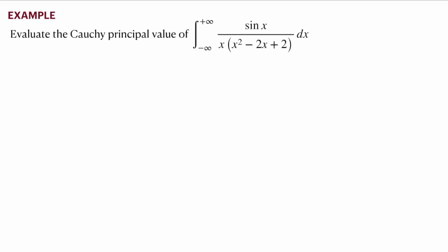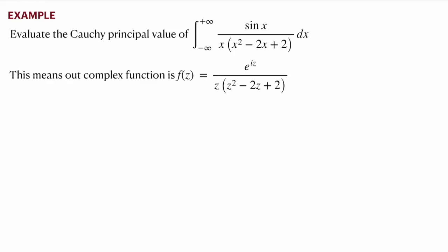Let's look at a quick example. In this case, evaluate the Cauchy's principal value integral from minus infinity to plus infinity of sin x divided by x into x square minus 2x plus 2. So this is the integral which we have to evaluate. The complex function which we would like to study is e power i z divided by z into z square minus 2z plus 2. Clearly, the alpha term in this case is 1, which is coming from sin alpha x. So we simply have e power i z as our function.